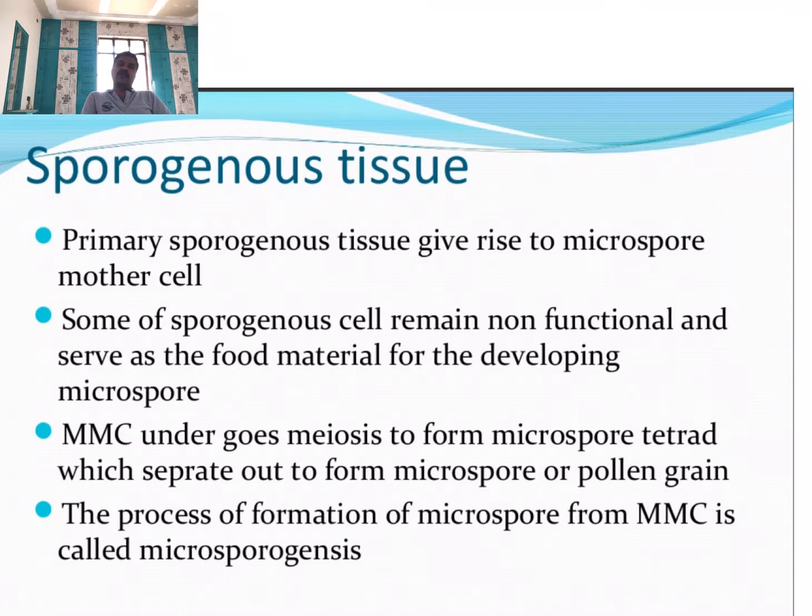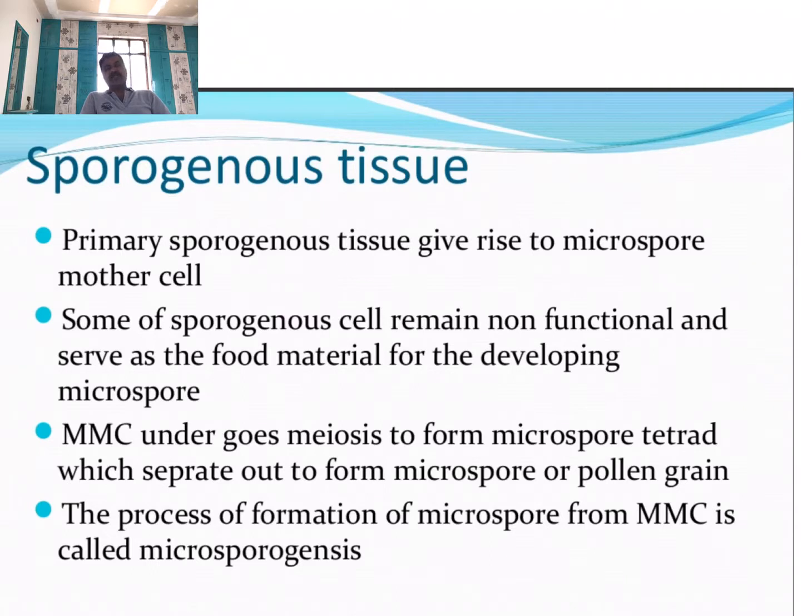Some of the sporogenous cells remain non-functional and serve as food material for the developing microspores. A large quantity of sporogenous cells slowly divide and produce the microspore mother cells, while the remaining sporogenous cells do not participate in division and do not form microspore mother cells. These are all non-functional sporogenous cells, and they act as a food supply for the growing microspores.